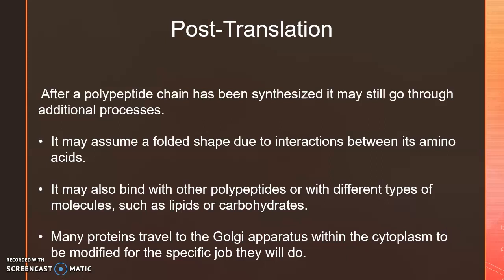After the polypeptide chain has been synthesized, it may still go through additional processes. It may assume a folded shape due to interactions between its amino acids. It may also bind with other polypeptides or with different types of molecules such as lipids or carbohydrates. Many proteins travel to the Golgi apparatus within the cytoplasm to be modified for the specific job they will do.